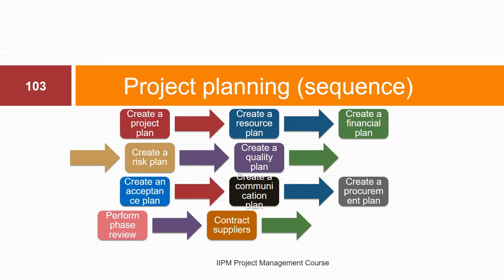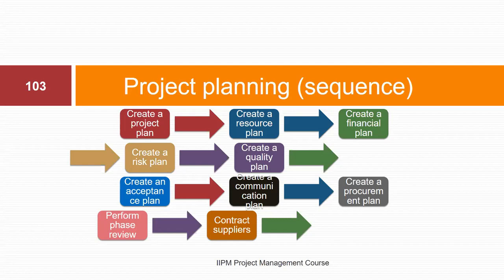Then after that, you have your contract suppliers. I think there is a miss here. You have your contract and suppliers. There's contract for all of the agreements that need to be done, and then your suppliers for all of the people that need to supply you the things you need under procurement. And then you have your phase review.